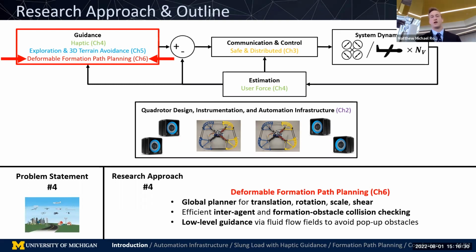Now, this is a proposal of a new global planner that can plan for these deformable formations through space such that they can not only translate, but translate, rotate, scale, and shear throughout space. And this is achieved by defining efficient inter-agent and formation obstacle collision checks. Lastly, this is coupled with a low-level guidance via fluid flow navigation fields to avoid pop-up obstacles.